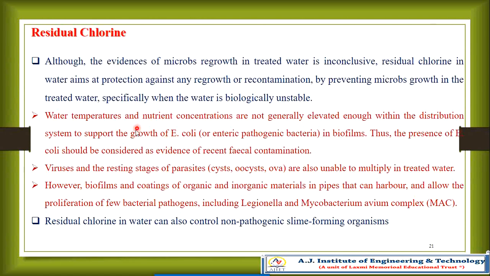Okay, this is evidence of regrowth. Viruses and the resulting stages of parasites, cysts are unable to multiply in the treated water. However, biofilms coating pipes with organic and inorganic material can harbor or allow the proliferation of a few bacterial pathogens, including Legionella and Mycobacterium avium complex, that is MAC. Residual chlorine in the water can also control non-pathogenic slime-forming organisms.